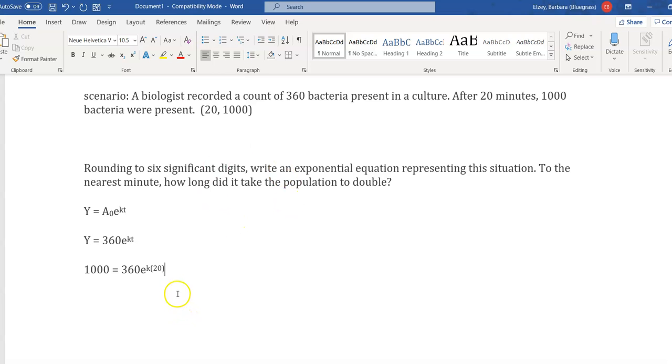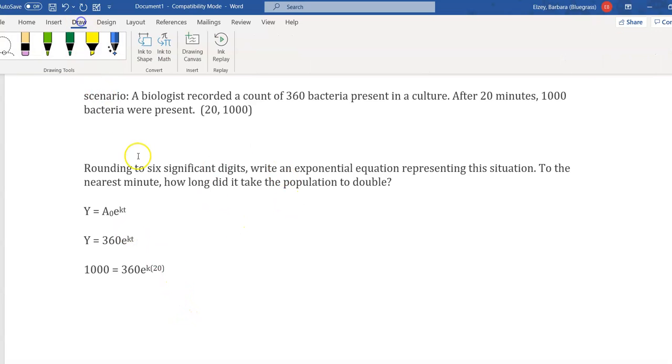Recall, the first thing we want to do is get the exponent and its base by itself. So here's the exponent and its base right there. E is the base, 20k is the exponent. We need that by itself before we can do anything else. So let's divide out the 360 that's over there with our exponent and our base. Over here, the 360 will cancel out, but we've got 1,000 divided by 360.